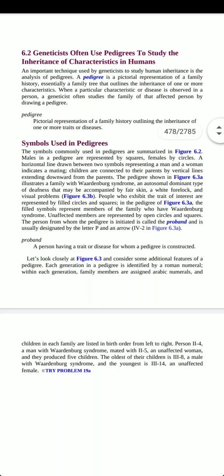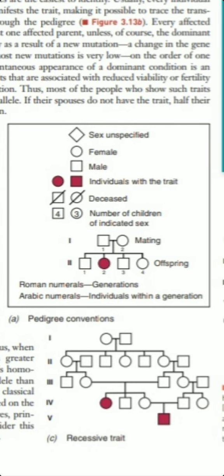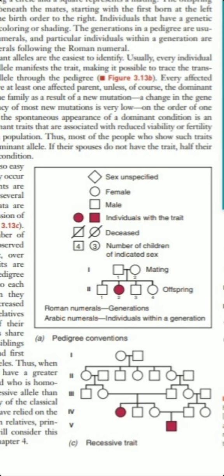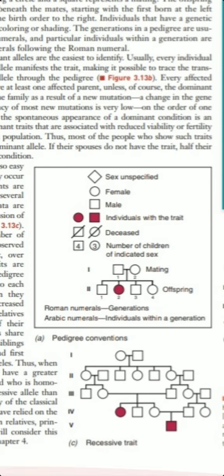family. It uses several kinds of symbols, as we can see in this picture. As we can see, the picture in the right hand bottom corner shows a pedigree. If you look at that pedigree, it consists of several symbols such as the diamond shaped symbol, which specifies the sex unspecified. The circle denotes female. The square denotes male.